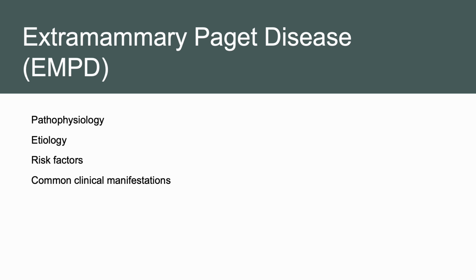Risk factors: older age, female gender, although it can affect males as well. Common clinical manifestations: pruritic, erythematous, eczematous plaques, may have oozing, crusting, or ulceration. It commonly involves the genital or perianal regions.